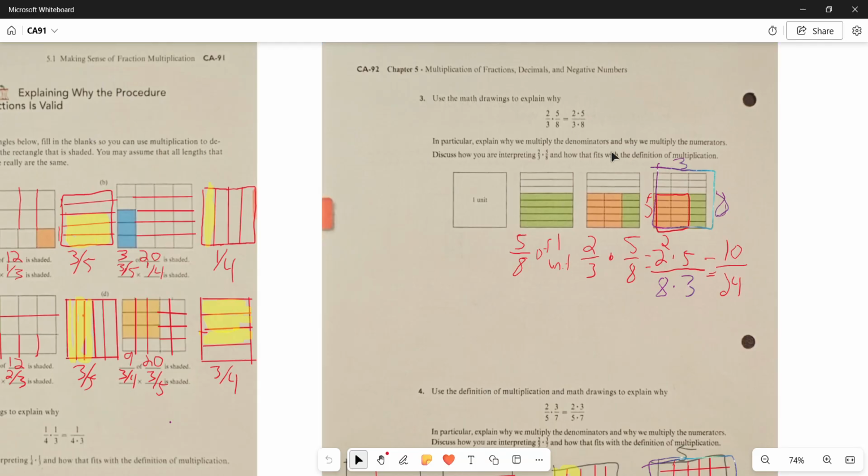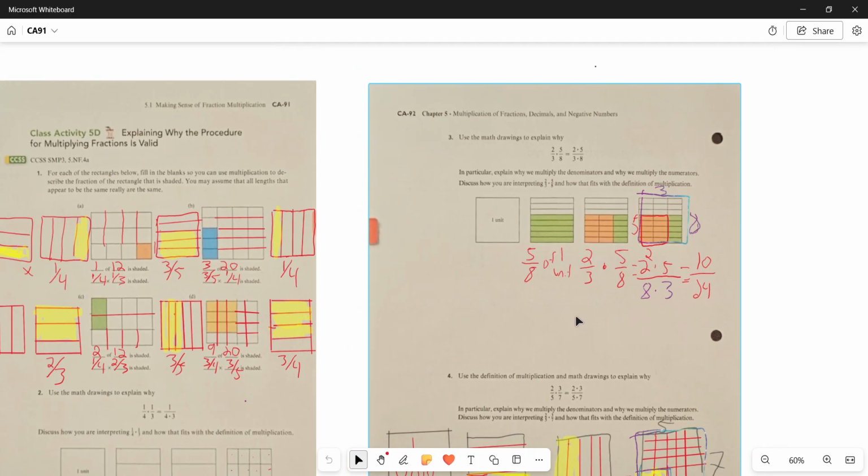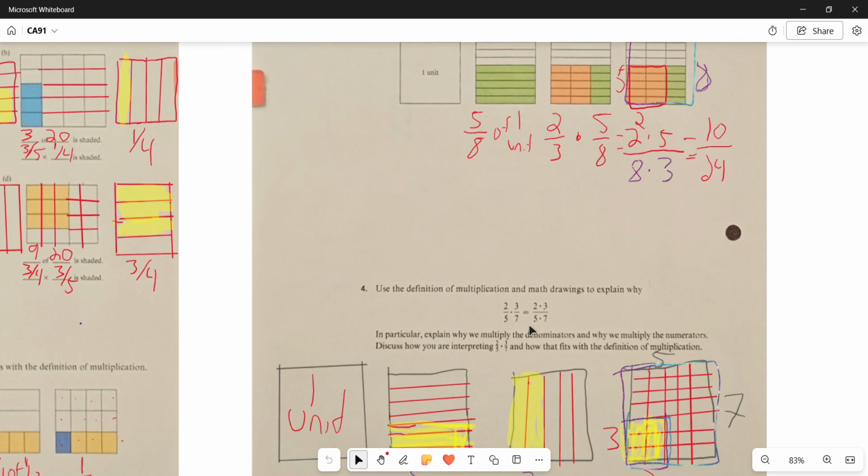And then the bottom, the denominator, tends to represent the total number of equal spaces within the unit, which is going to be 1, 2, 3 times 8. 8 times 3 is 24. And that is why 2/3 times 5/8 equals 2 times 5 over 3 times 8. And then finally, the last one here.